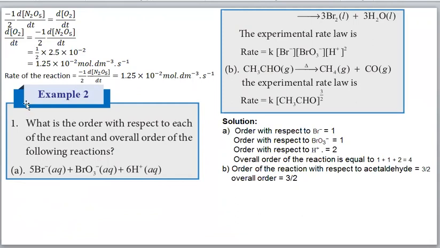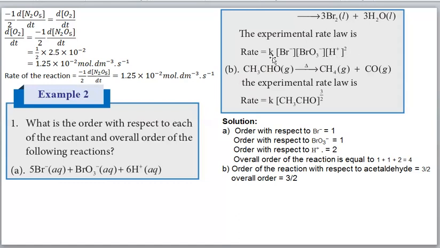Then example 2. What is the order with respect to each reactant and the overall order of the following reactions? This is the first question. This equation gives this value. The experimental rate law is also given in the question: rate equals K into [Br-] into [BrO3-] into [H+].